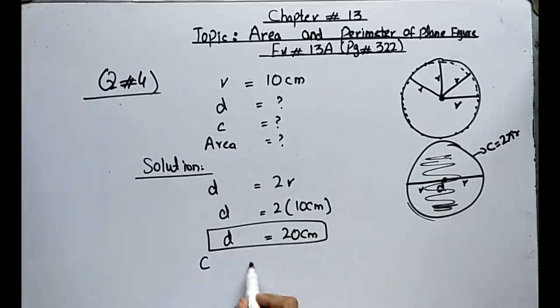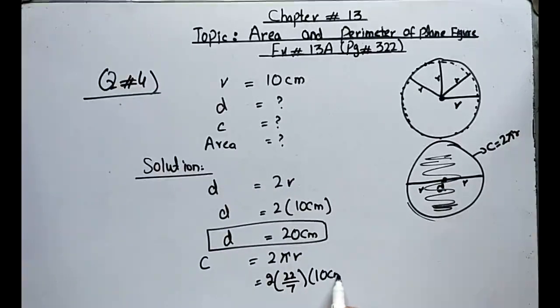Okay, now circumference means the outer boundary of a circle. So C is equal to 2 pi r. First we will put the value, pi is 22/7 and r is 10 centimeter. So first you will multiply all the numbers, 2 multiply 22 multiply 10 centimeter, and then you will divide by 7. Then you will get the C. Got it, beta?